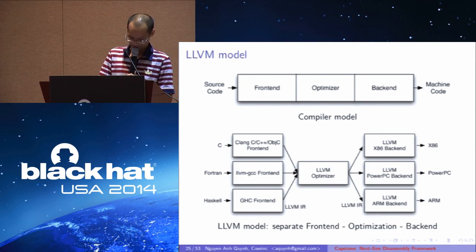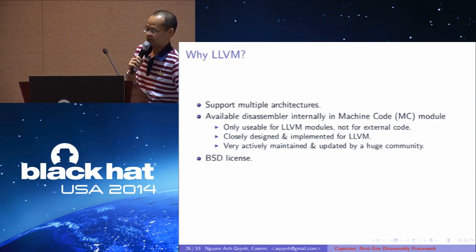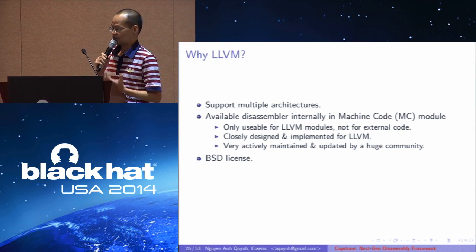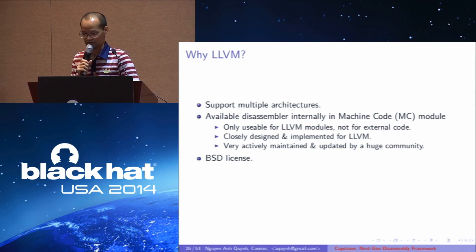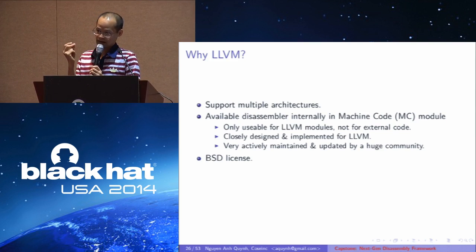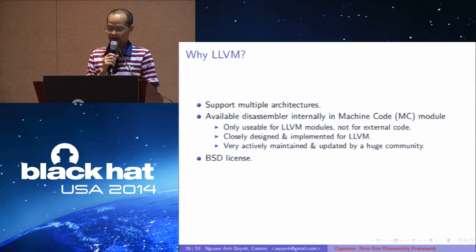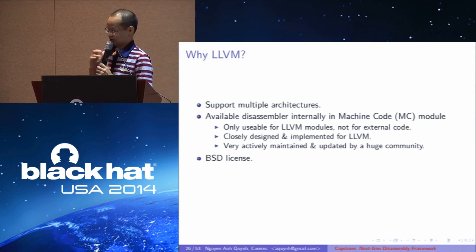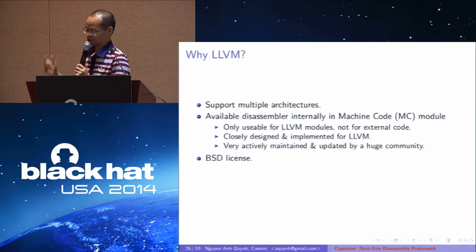That's the model of LLVM. So the question is, why did I choose LLVM for Capstone? The reason is that LLVM already supported many architectures. And because inside LLVM they have a debugger, and to make the debugger work, they need a disassembly component inside, right? Which means inside LLVM they already have disassembler internals, and you can find the disassembler inside a component of LLVM named machine code, or MC.